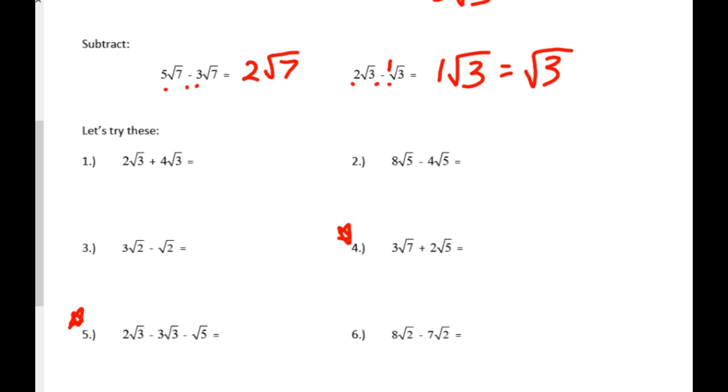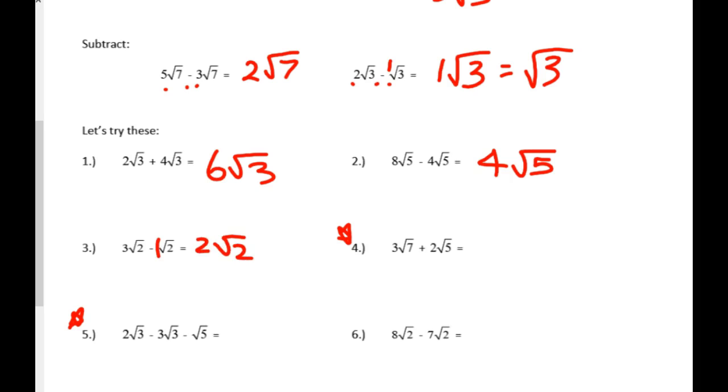All right. What'd y'all get for 1? 6 square root of 3. Number 2. 4 square root of 5. Number 3. 2 square root of 2.